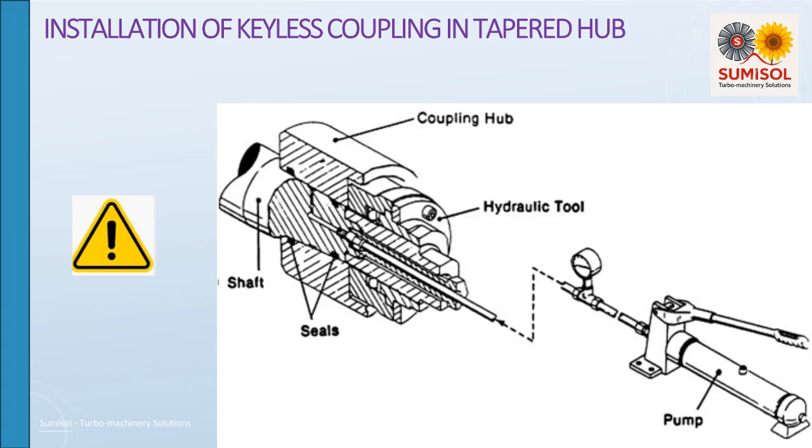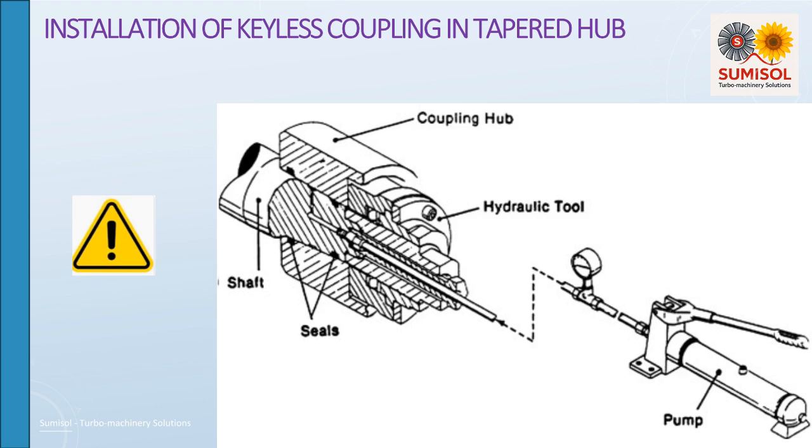Advance the hub. Increase the pressure at the installation tool, and the hub will advance on the shaft. If all the previous steps were observed, the pressure at the high-pressure gauge will gradually increase as the hub advances. Do not allow the pressure to exceed the value prescribed in the manual.